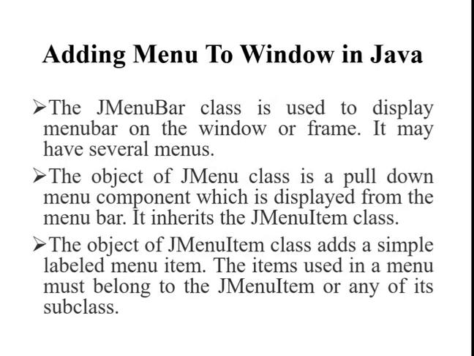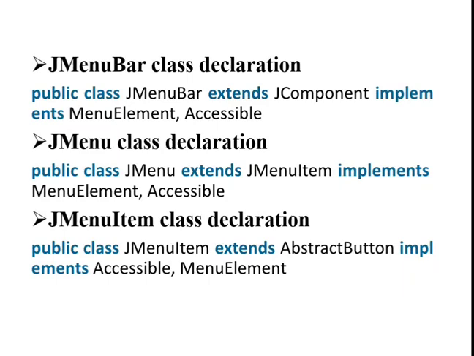That is, i1 is equal to new JMenuItem item 1, i2 is equal to new JMenuItem item 2, i3 is equal to new JMenuItem item 3, i4 is equal to new JMenuItem item 4, i5 is equal to new JMenuItem item 5. That is, we are adding item 1, item 2, item 3, item 4, item 5. Menu dot add i1, menu dot add i2, menu dot add i3, submenu dot add i4, submenu dot add i5. That is, we are adding the menu items i1, i2, i3 in a menu, and we are adding item 4 and item 5 in the submenu. That is, menu dot add submenu, mb dot add menu.